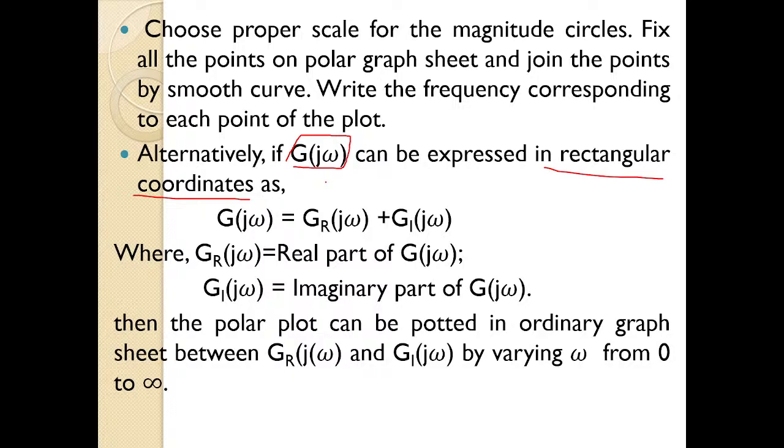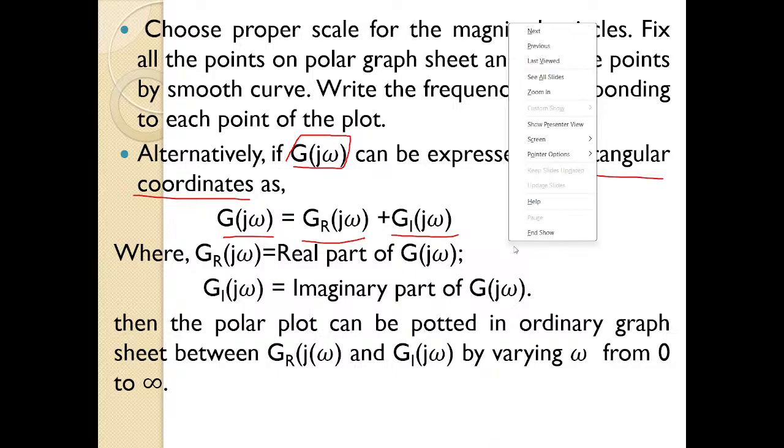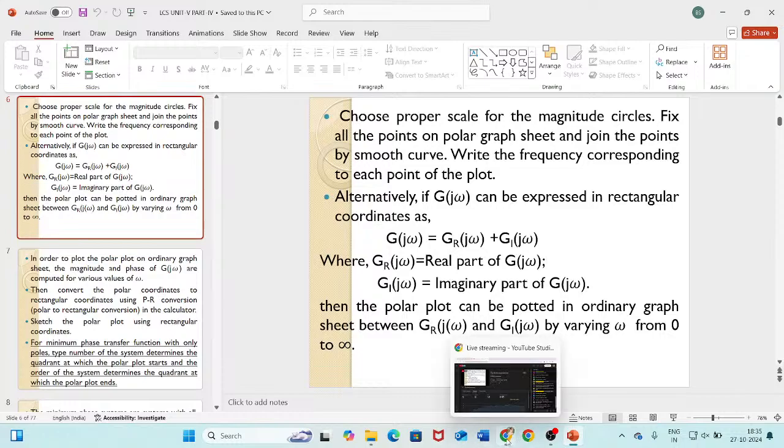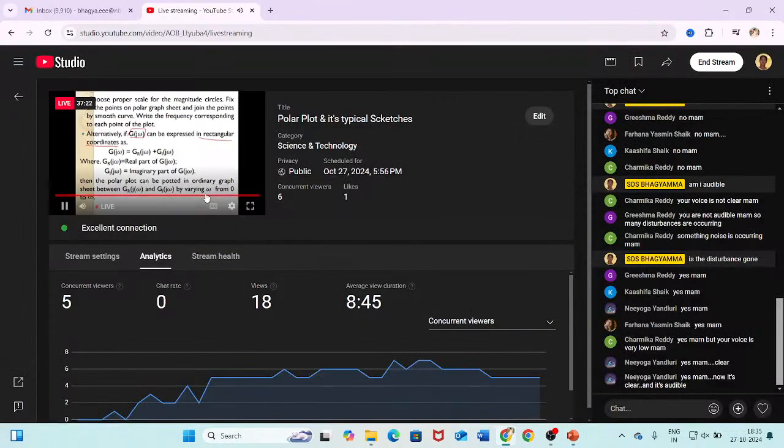If I want to plot the polar plot on the normal graph sheet, I must have the rectangular coordinate form of G of j omega. That means I must convert the polar form into rectangular form. So G of j omega, when converted to rectangular form, has G r of j omega as the real part and G i of j omega as the imaginary part.